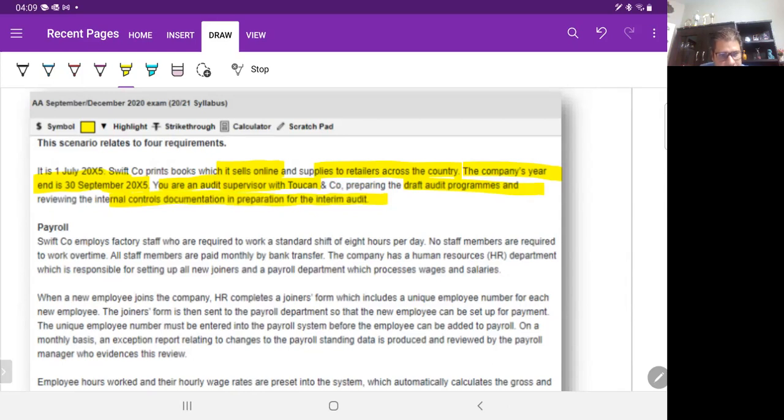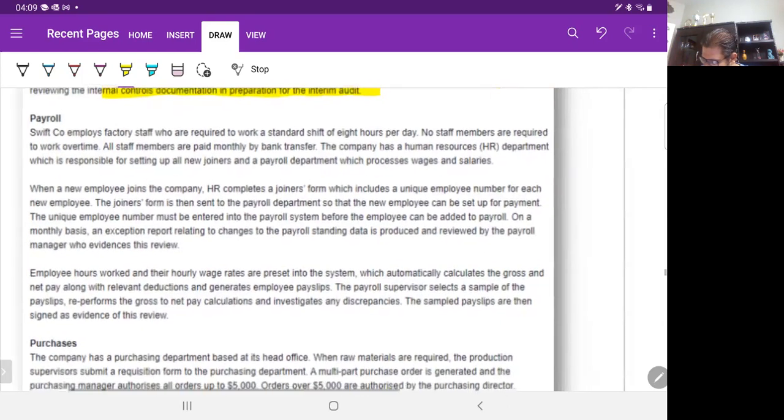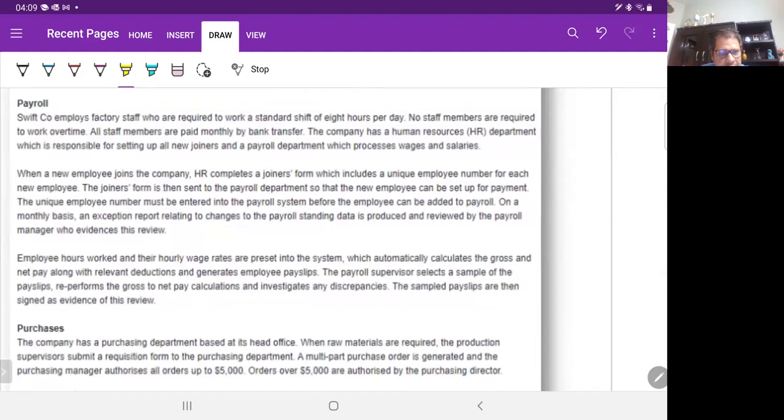Okay. Payroll. Swift company employs factory staff who are required to work a standard shift of 8 hours per day. No staff members are required to work overtime. All staff members are paid monthly by bank transfer. The company has a human resource department, which is responsible for setting up all new joiners, and a payroll department, which processes wages and salaries. Okay, until now, do we find anything?